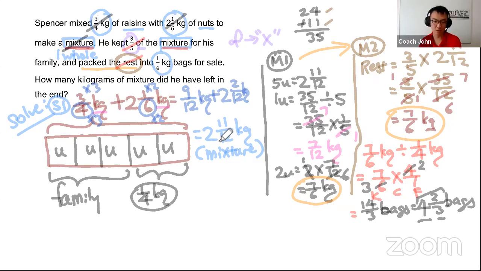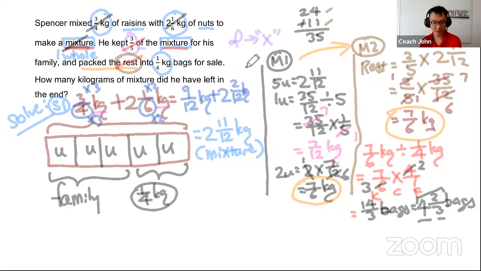I will just go on like this. Okay, everybody, Spencer makes 3/4 kg of raisins and 2 whole and 1/6 of the nuts. So what you're going to do is add them together, and then you times 3/5 of the mixture, which is actually a fraction without units. Then you have to divide by 1/4 kg. After that, you minus off the family portion.